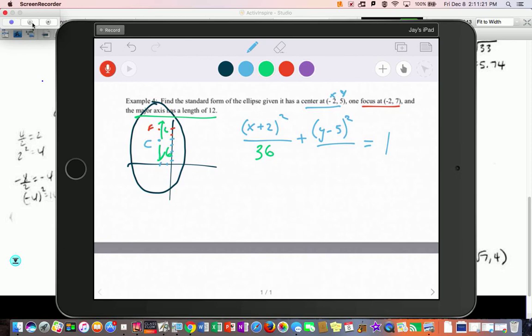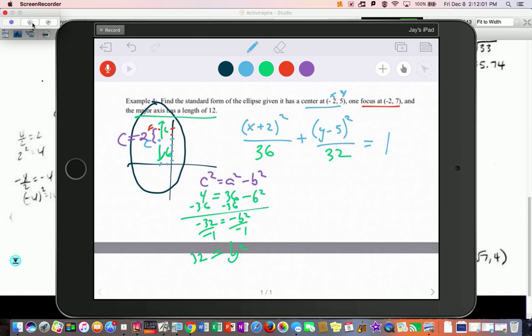Then the distance from the center to the focus is only a distance of 2. So that technically is my c value. So when you look at c squared equals a squared minus b squared, I know c squared is 4. I know my big denominator, because it came from the major axis, is 36. And now I just have to solve for b squared. So if I subtract 36 on both sides, I get negative 32 equals negative b squared. Divide both by negative 1. b squared is 32. And so that should be my standard form.